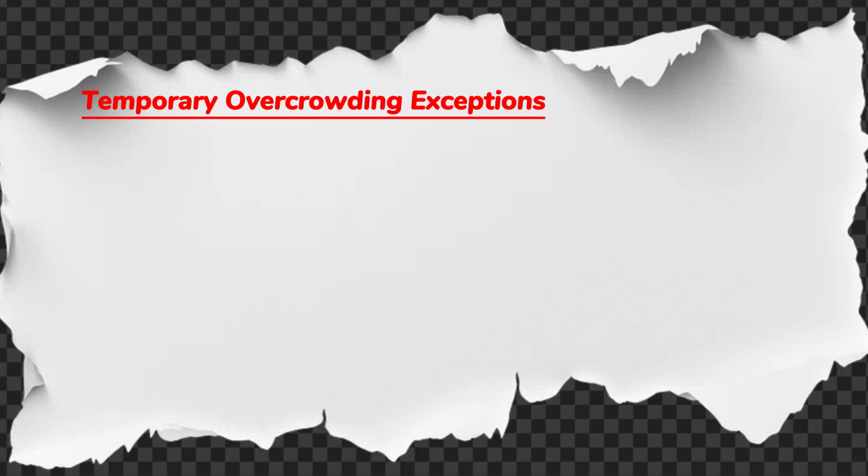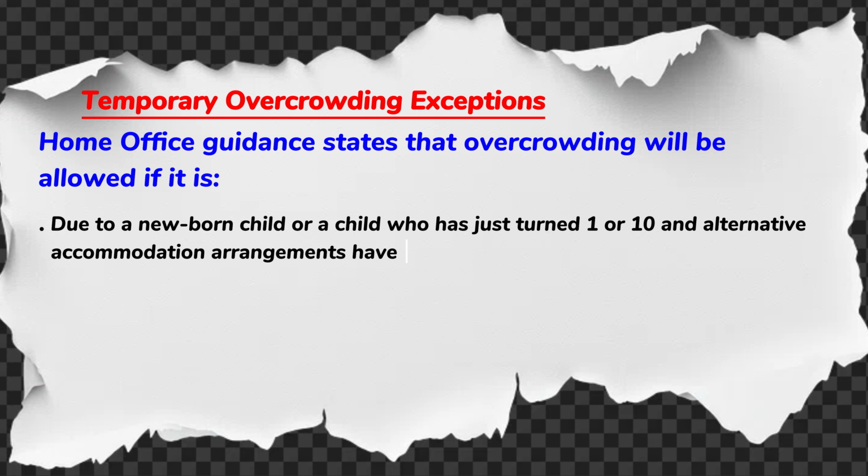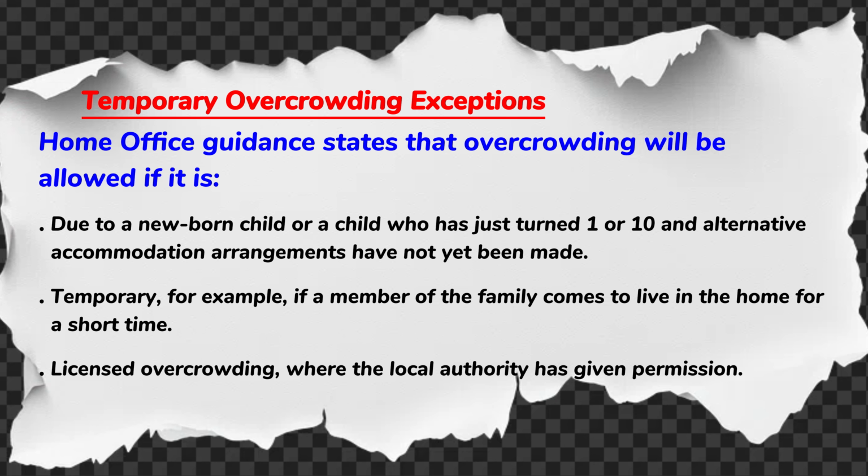Now let's discuss the exceptions. There is an exception for temporary overcrowding. Home Office guidance states that overcrowding will be allowed if it's due to a newborn child or a child who has just turned 1 or 10 and alternative accommodation arrangements have not been made. Temporary, for example, if a member of the family comes to live in the home for a short time. Licensed overcrowding, where the local authority has given permission. So these are the 3 conditions where the overcrowding exceptions can apply.